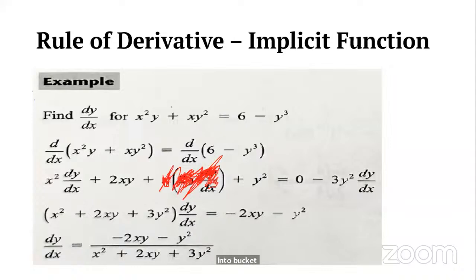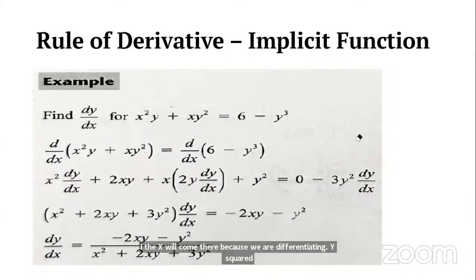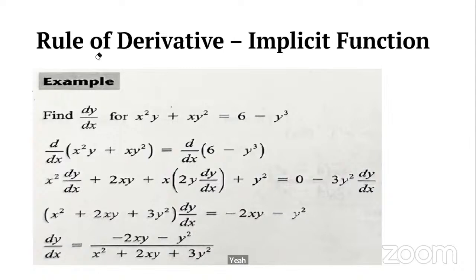Dy dx will come there because we are differentiating y squared. Yes, you are right. Then brackets close, plus y squared is equal to 0, because we are differentiating the constant 6.